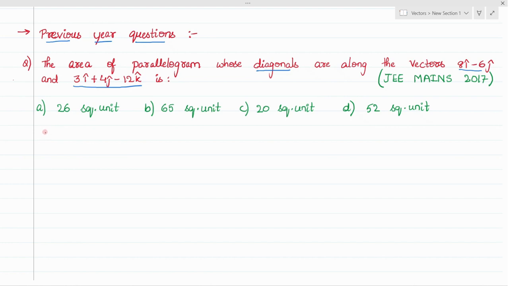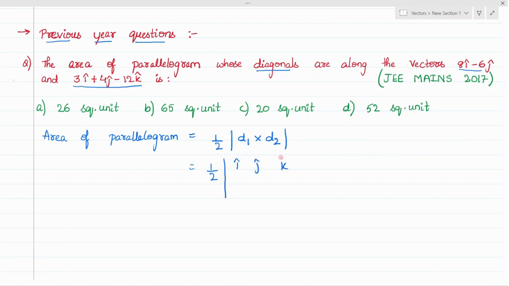So here to find out the area of parallelogram, we need to remember a basic formula, that is area of parallelogram is equal to half of d1 cross d2, where d1 and d2 are the two diagonals of the parallelogram. That is half of determinant.